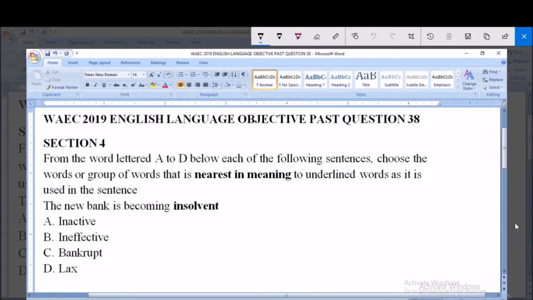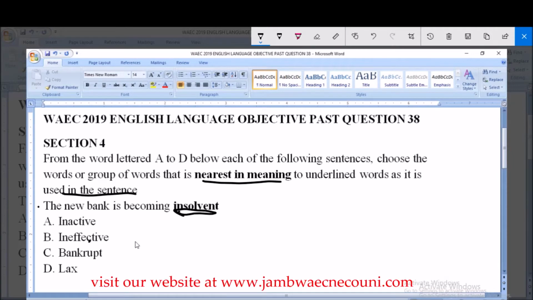I'm going to be answering WAEC 2019 English Language Objective Past Question 38, Section 4. The instruction is: from the words lettered A to D below each of the following sentences, choose the words or group of words that is nearest in meaning to the underlined words as it is used in the sentence. So the sentence is: the new bank is becoming insolvent, and insolvent is the underlined word. So option A, inactive; B, ineffective; C, bankrupt; D, lax.